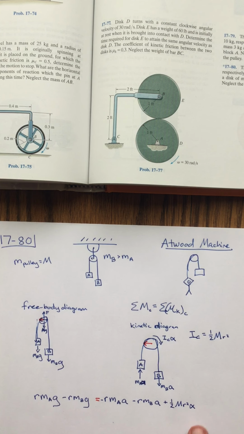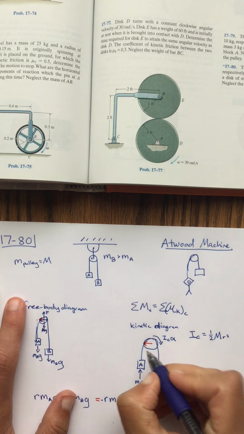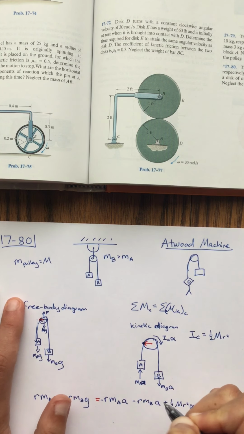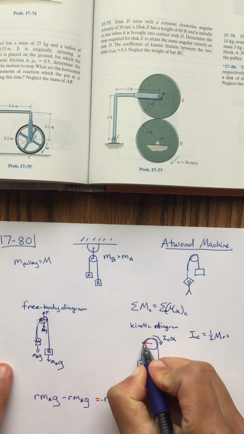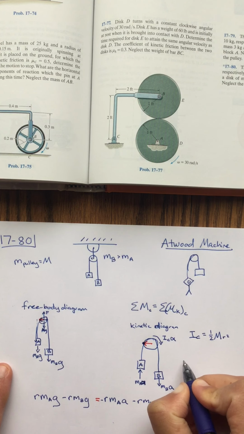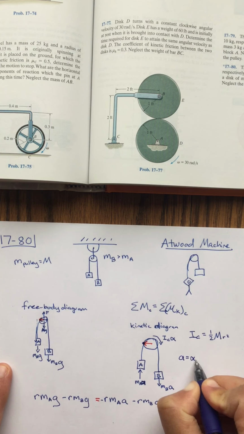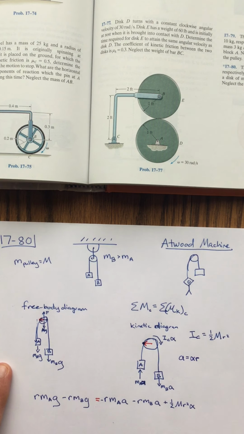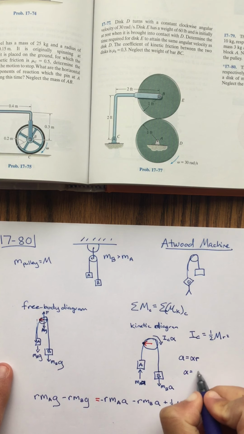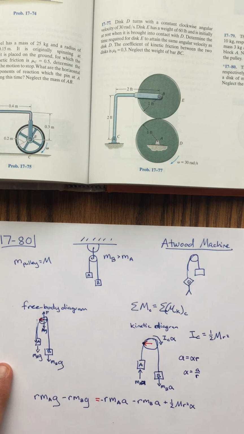Then I want to relate the angular acceleration to the acceleration. If you look at a point on the pulley here, the acceleration of this point is related to the angular acceleration by alpha times r is equal to a. They asked me to find the acceleration of block A, and so I'm going to replace this alpha with a over r. And then I should be able to solve.